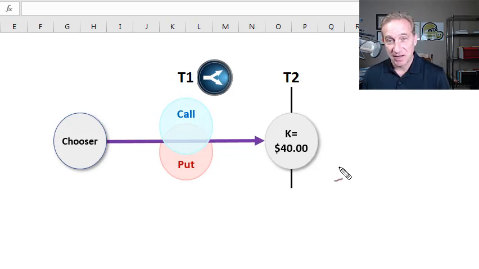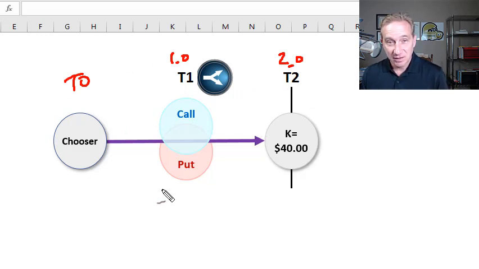A chooser option has advanced variations, but if we just consider the basic version of a chooser option, it is similar to a vanilla or standard option with one key difference. The key difference is the fact that we have two time dates and a choice before expiration. So in the example I'm going to show you on the next page with numbers, my T1 is 1 year and my T2 is going to be 2 years. So this is a pretty long maturity.